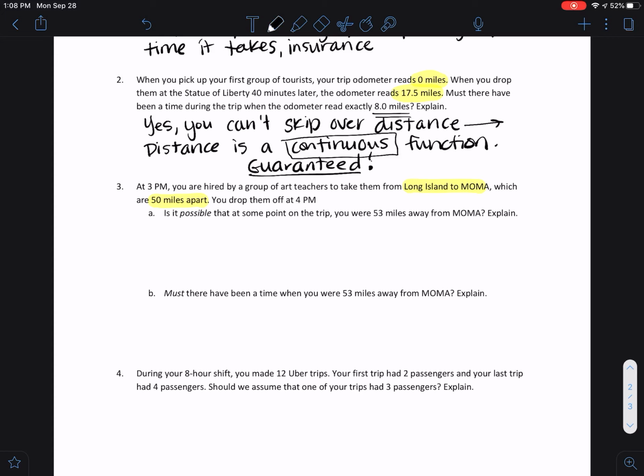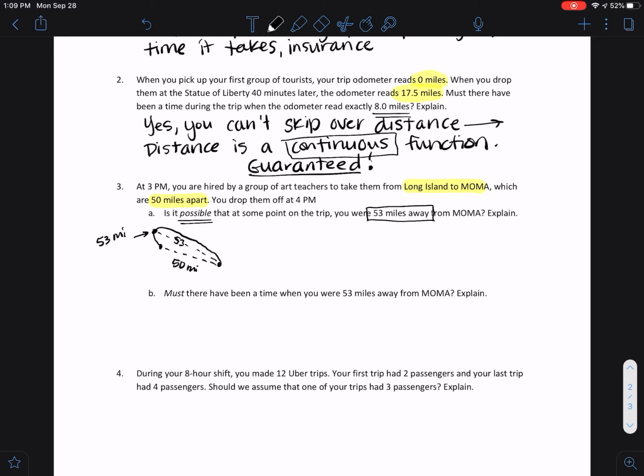Okay, so our first question is it possible that at some point during that trip we were 53 miles away? Okay, so we're going 0 miles to 50 miles. Is it possible that maybe at some point I was 53 miles away? Well, let's say from point A to point B, if this is 50 miles, let's say I kind of maybe went this way and came around, right? So that could totally be 53 miles for the path that we took, right? Maybe up at this point right here, this distance actually was 53 miles.